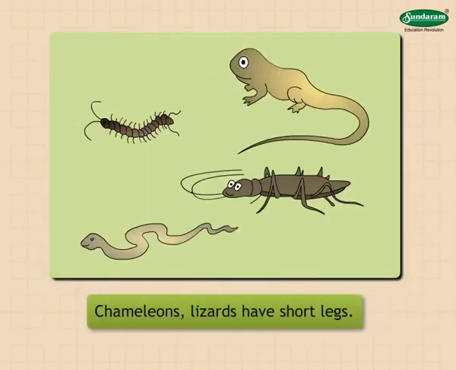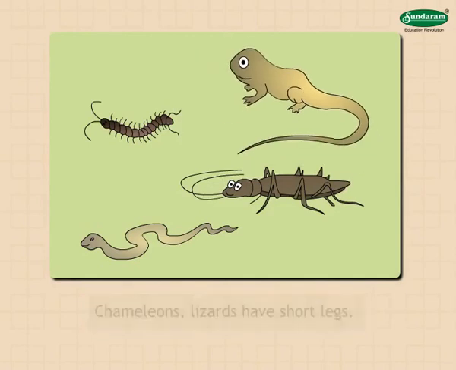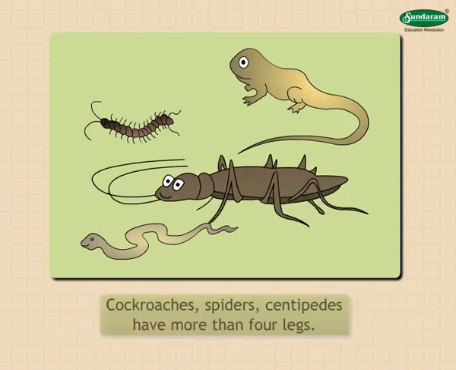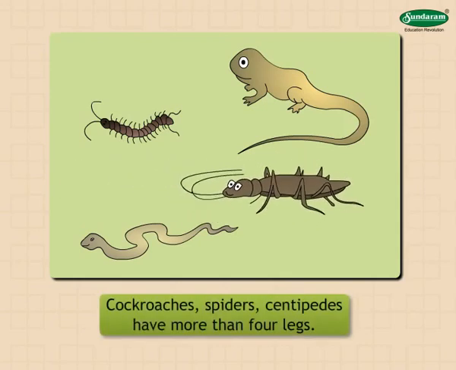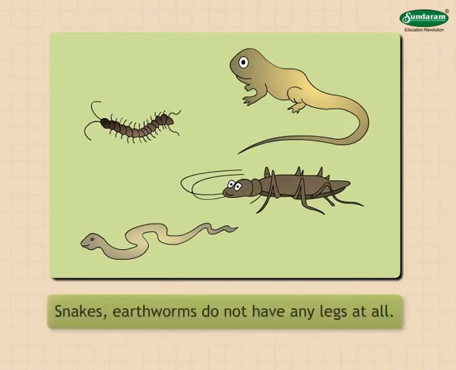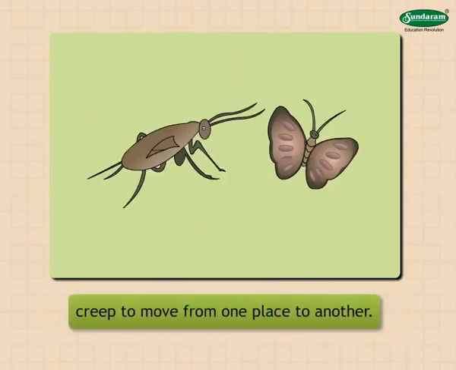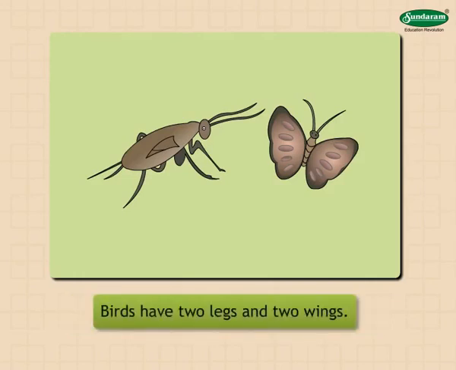Chameleons and lizards have short legs. They use them for walking. Cockroaches, spiders, and centipedes have more than 4 legs. Snakes and earthworms do not have any legs at all. These animals creep to move from one place to another.